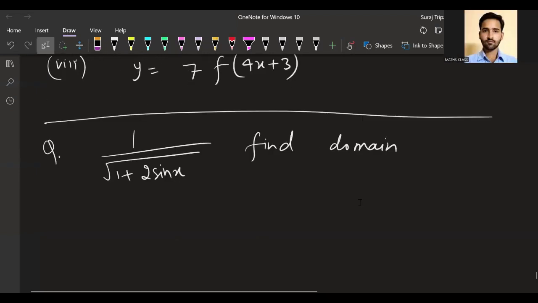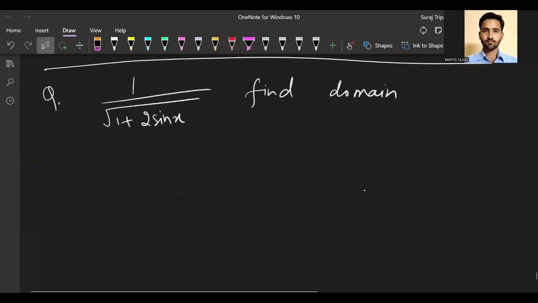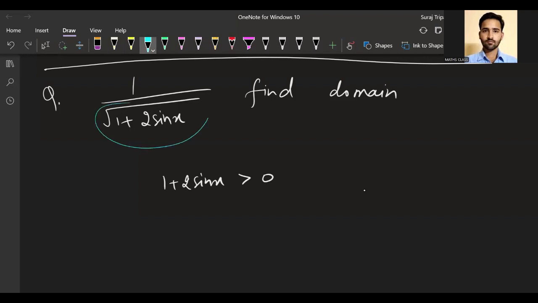Find the domain of this function. Sir, I'm just explaining. How will you find domain? Domain means all the acceptable values. That means this 1 plus 2 sin x should be greater than 0, not equals to 0 also. Because this is written in denominator. So whatever thing is written in denominator, that should not be 0.